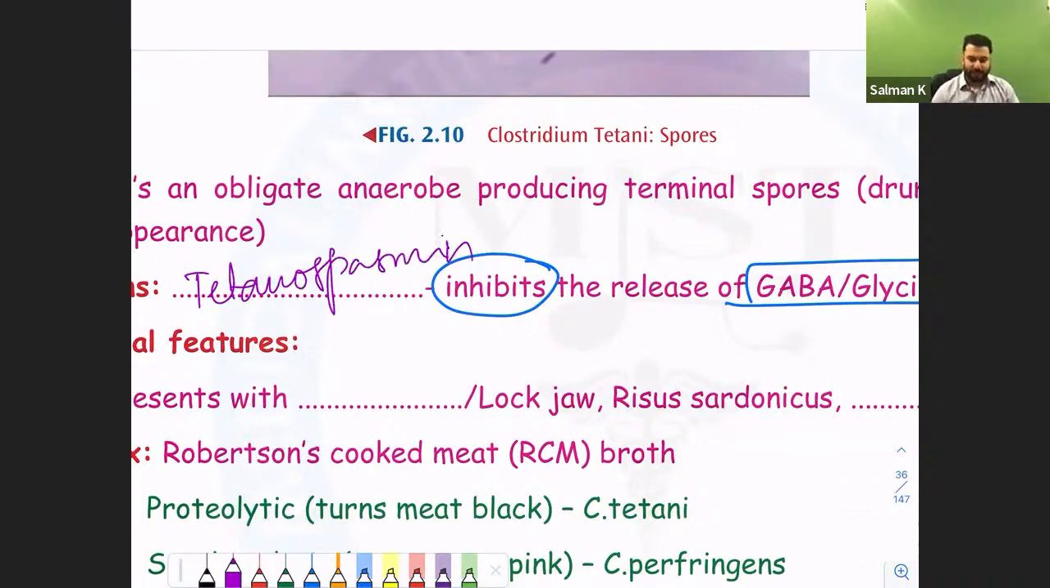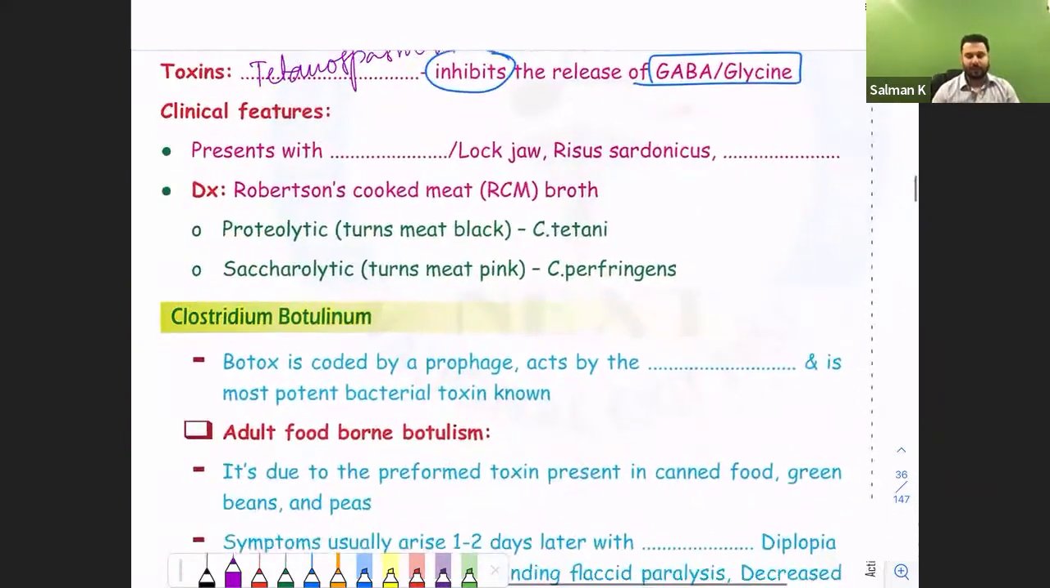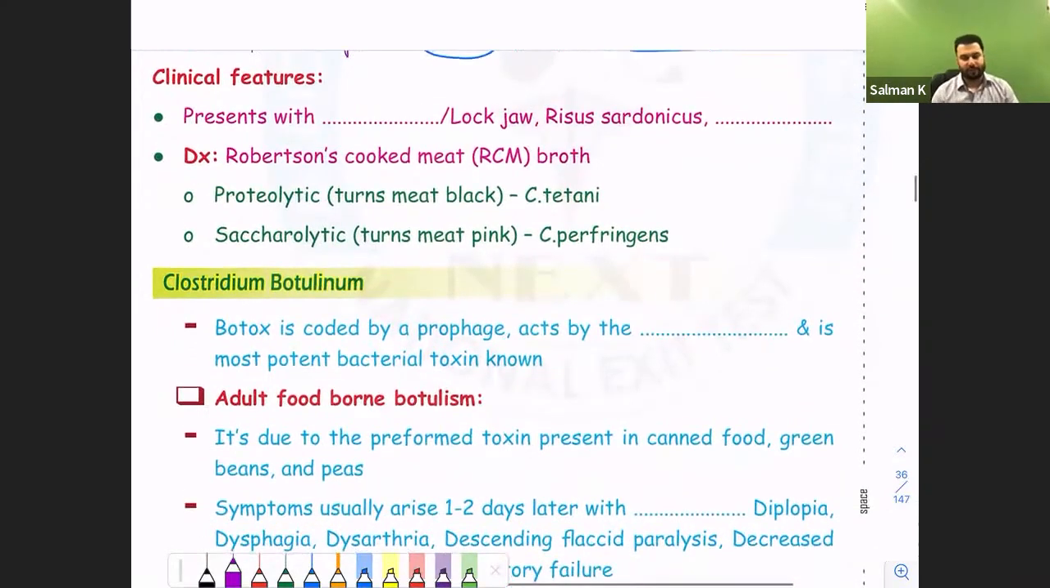Tetanospasmin. That's the thing that you should know right now. Okay. Next thing that you should all be knowing over here is this, the clinical features. Clinical features, okay? They are just contractions with fancy names.